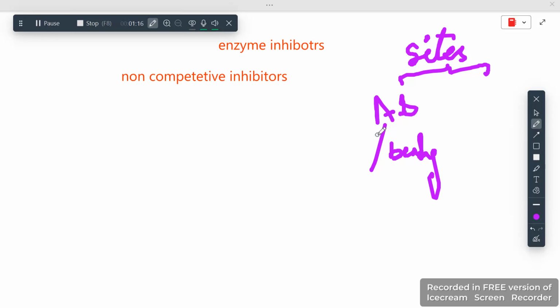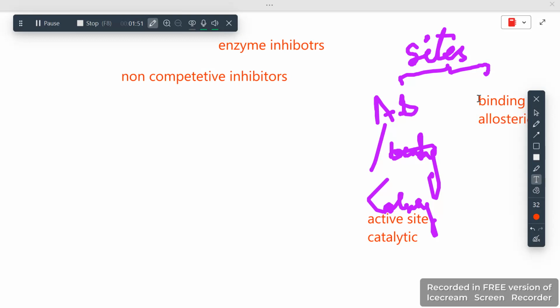oh my god, sorry, this is the active site, and this is also known as catalytic. This is not the binding site. Let me just write it. I'm sure you will not get writing like this. This is the active site, also known as catalytic, whereas the second one is the binding site. Active and binding site cannot be the same. Sorry for that misconception. So this is the binding site, and we can also call this the allosteric site.